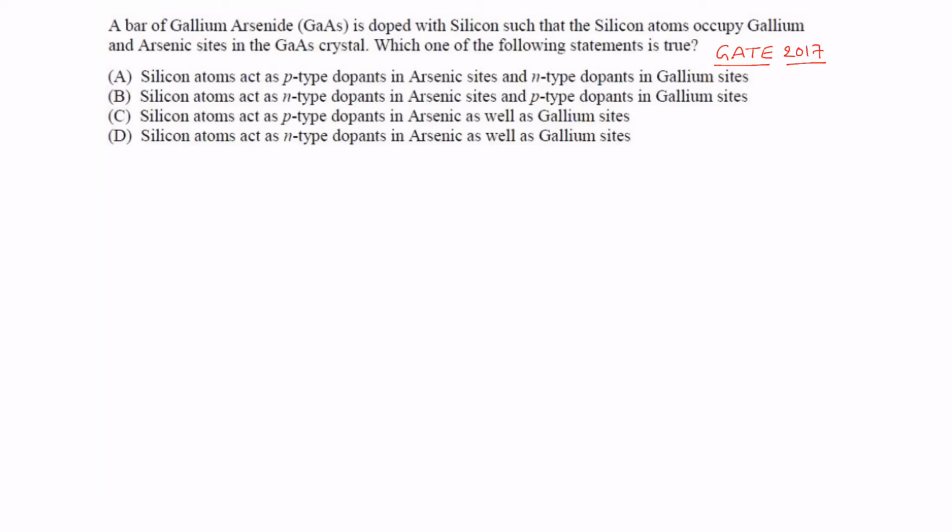So in this question it is given that a bar of gallium arsenide is doped with silicon such that silicon atoms occupy gallium and arsenic sites in the crystal. So how the silicon atoms behave in the arsenic site as well as in the gallium site, that we are going to calculate. Before going further, we will see what is the importance of gallium arsenide.